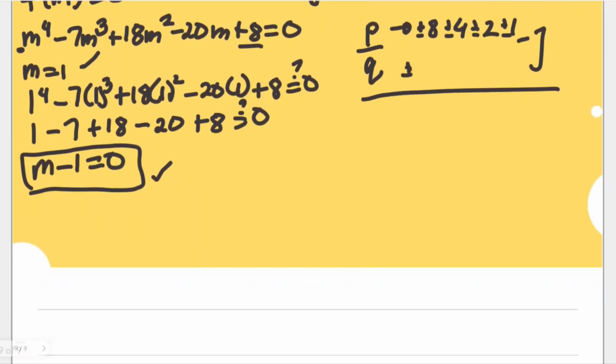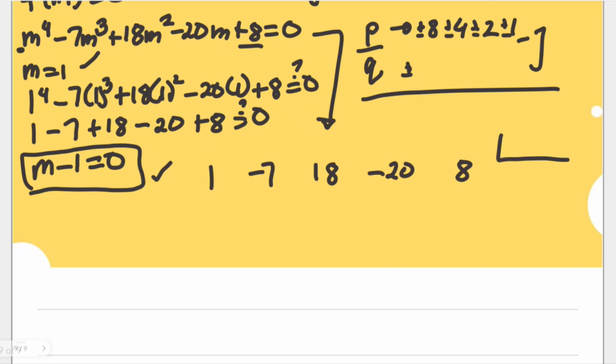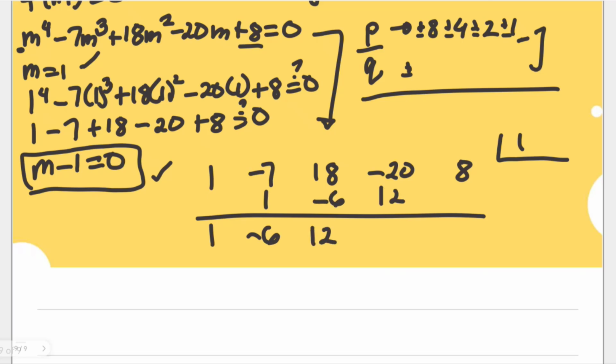Synthetic division will use the division process, which can trim down this quartic into a cubic. The coefficients are 1, minus 7, positive 18, minus 20, positive 8, and your first root was 1. So 1 times 1, 1. Then minus 6, 12, minus 8, and 0. This is an assurance. Once your remainder is 0, that's an assurance that your root of 1 is really a root of the given equation.